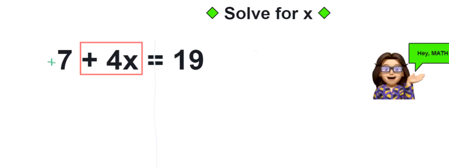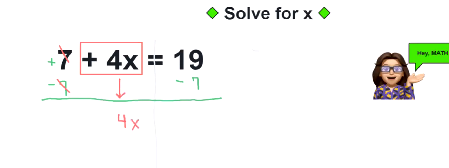So how do I get rid of a positive 7? By subtracting 7. And you know, whatever we do to one side of our equation, we have to do to the other. There we go. So we got to stay balanced. So here, a positive 7 and a negative 7 cancel out. And we can bring down this positive 4x. I'm going to bring down my equal sign. And then 19 take away 7 is 12.